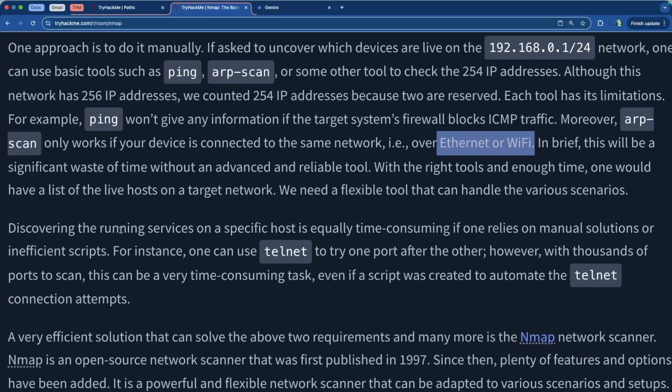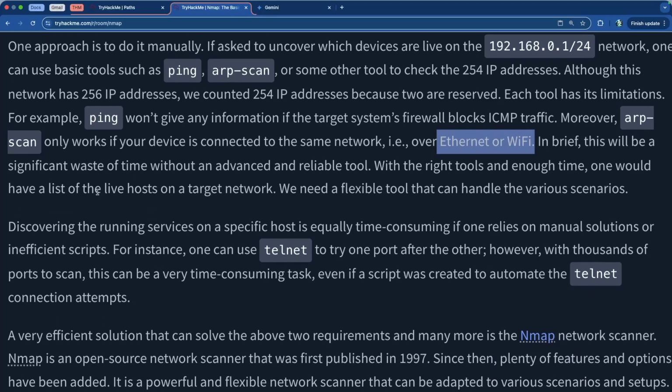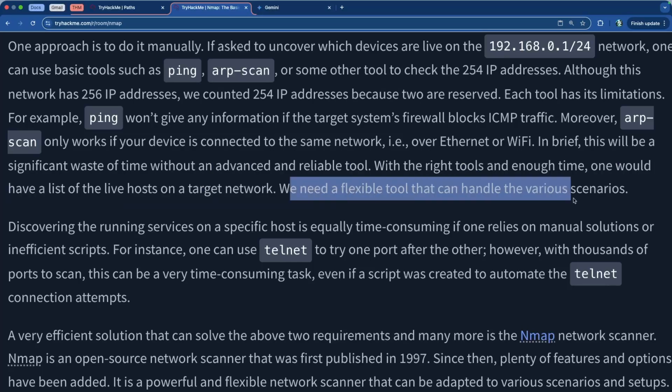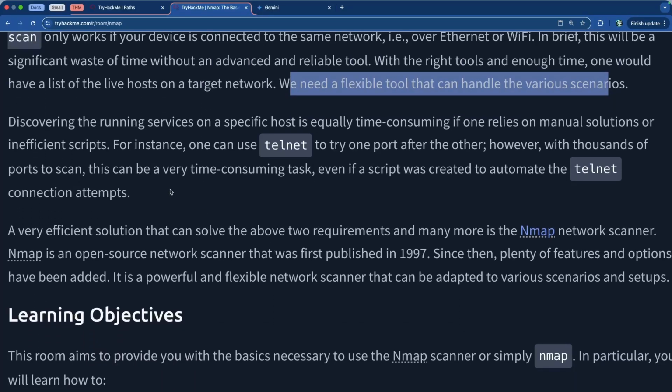So this would essentially be a waste of time without an advanced and reliable tool. With the right tools and enough time, one would have a list of the live hosts on a target network. We need a flexible tool. And so that brings us to Nmap.